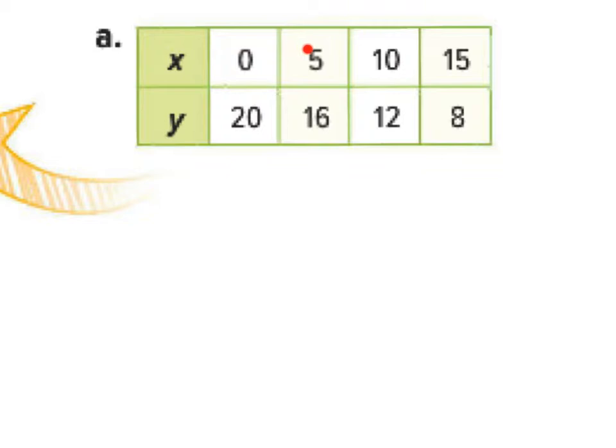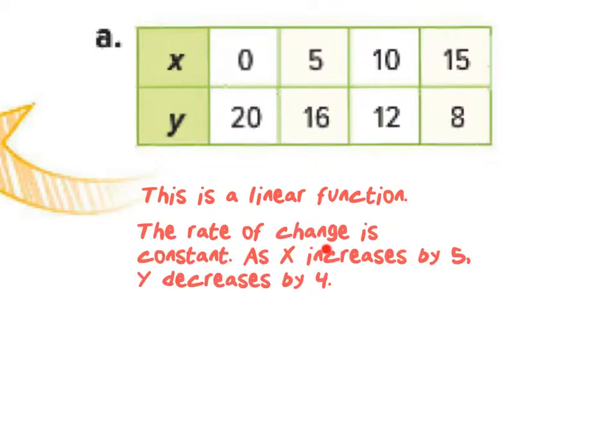So over here we have an increase of 5 each time on our x-axis. And on our y, we have a decrease of 4 each time. So because the change is constant on both, plus 5 for x and -4 for y each time, we can say this is a linear function. The rate of change is constant. As x increases by 5, y decreases by 4.